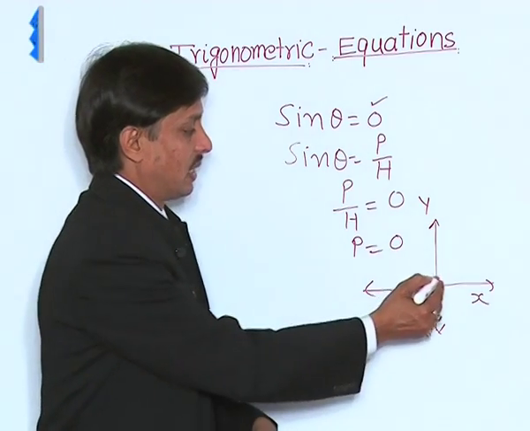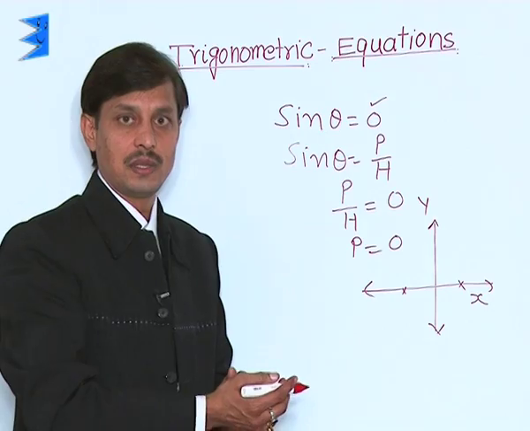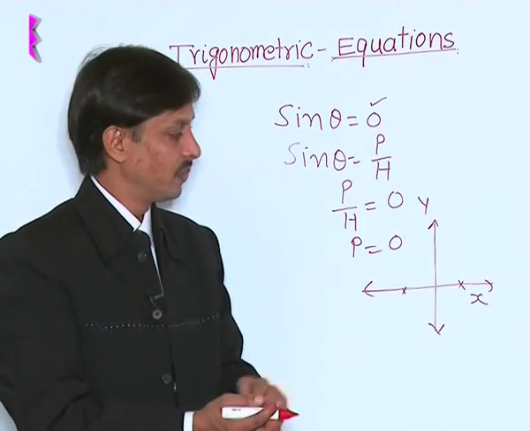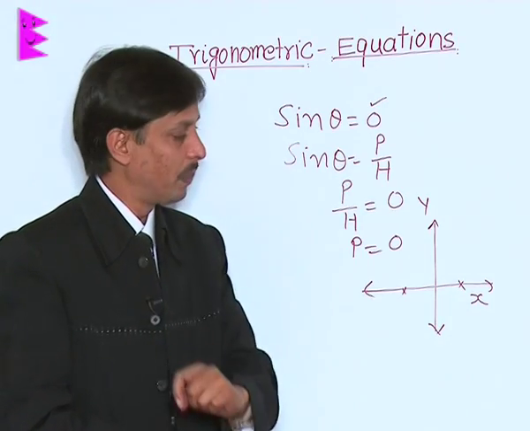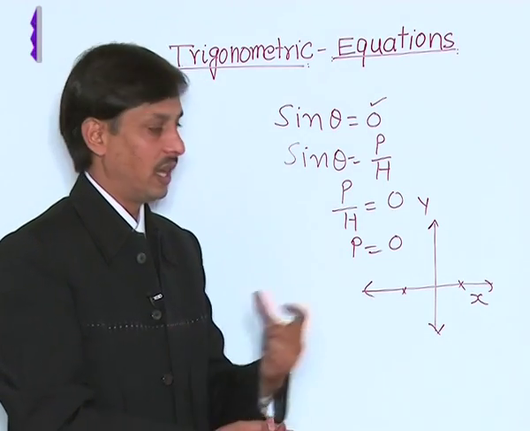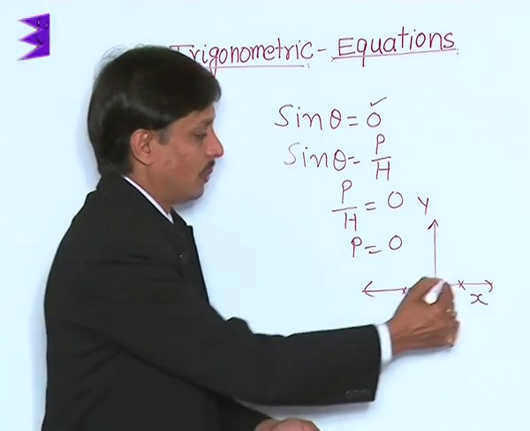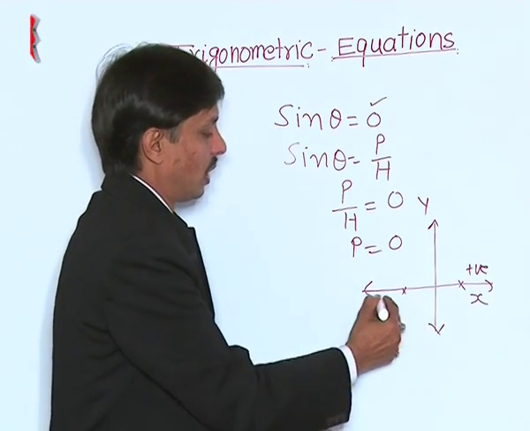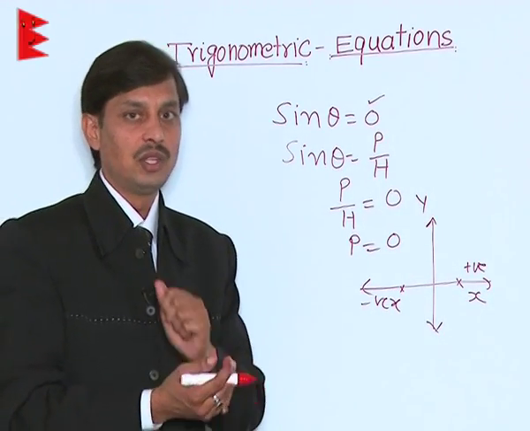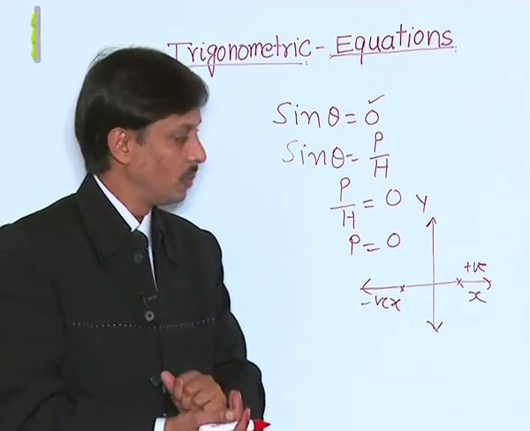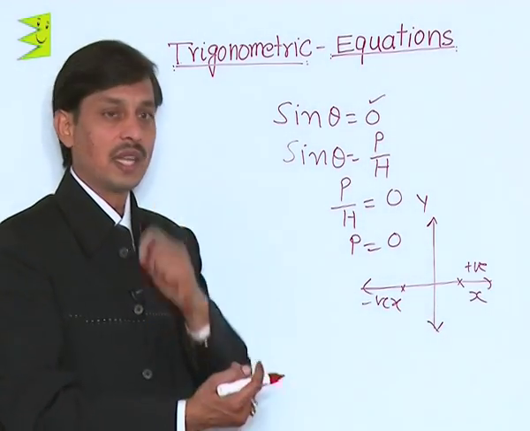That is, as and when we are on the x-axis, there is no y-axis, there is no height, there is no y, there is no perpendicular. Meaning, if we are lying on the x-axis, either on the positive side or on the negative side, if the perpendicular is 0, then sin theta is 0, which is possible if we are on the x-axis.